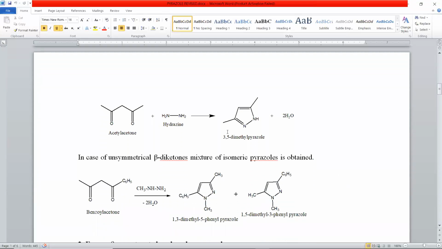So first hydrazine reacts with one of the 2 carbonyl groups, and then the nitrogen atom will attack as a base in the ring closure reaction, resulting in the formation of 3,5-dimethyl pyrazole.